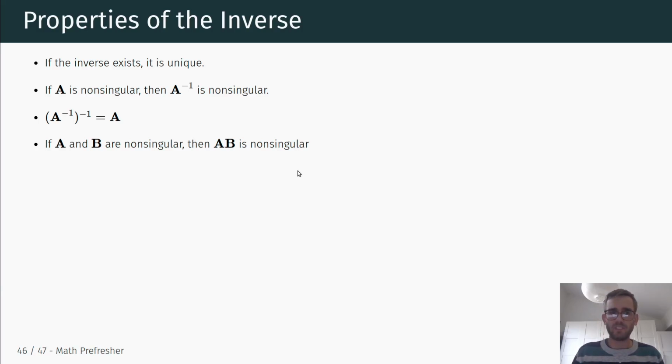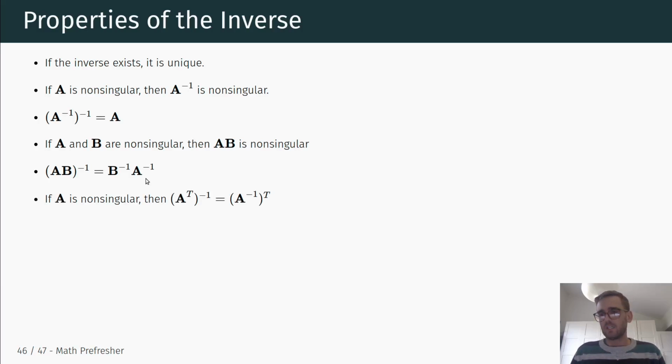Next, if A and B are non-singular, so if both are invertible, then A times B is also non-singular. And if we take the inverse of the matrix multiplication A times B, we can split this up, but we have to switch the order. So that's equal to B inverse times A inverse. Next, if A is non-singular, so if it is invertible, then the inverse of the transpose of A is equal to the transpose of the inverse of A. So we can switch around the transpose and the inverse.